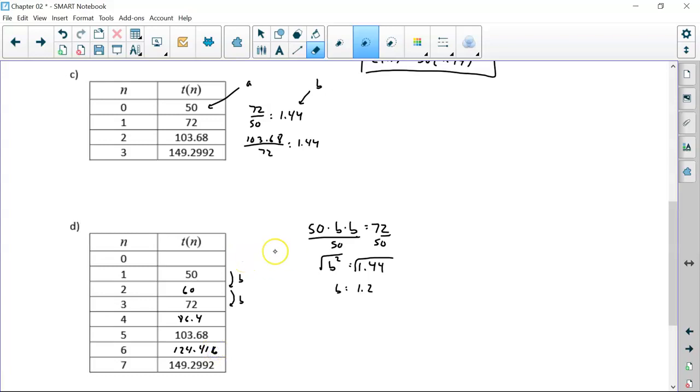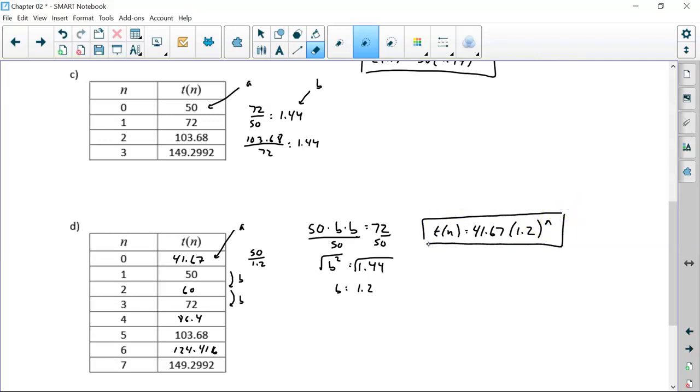Now, to go backwards, it's going to be 50 divided by 1.2, and that would give you about 41.67. I'm going to round it just for ease. That's our value for A. So T of n equals 41.67 times 1.2 to the n. That's a more complicated one. Like I said, we're going to continue working on these in the next few sections as well.